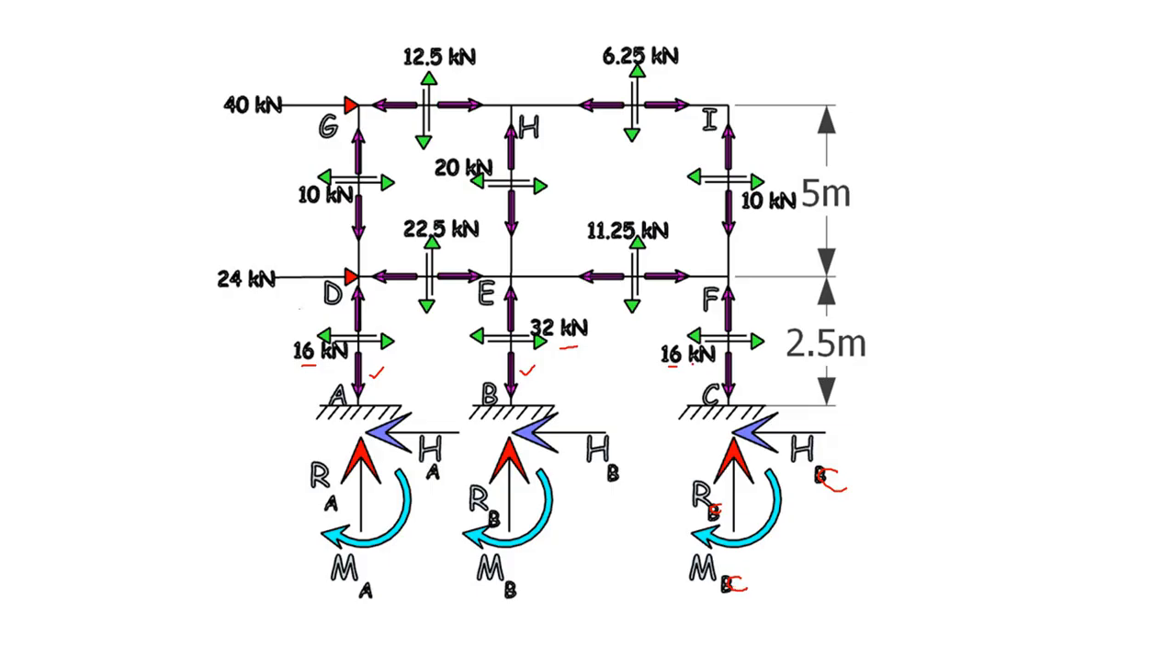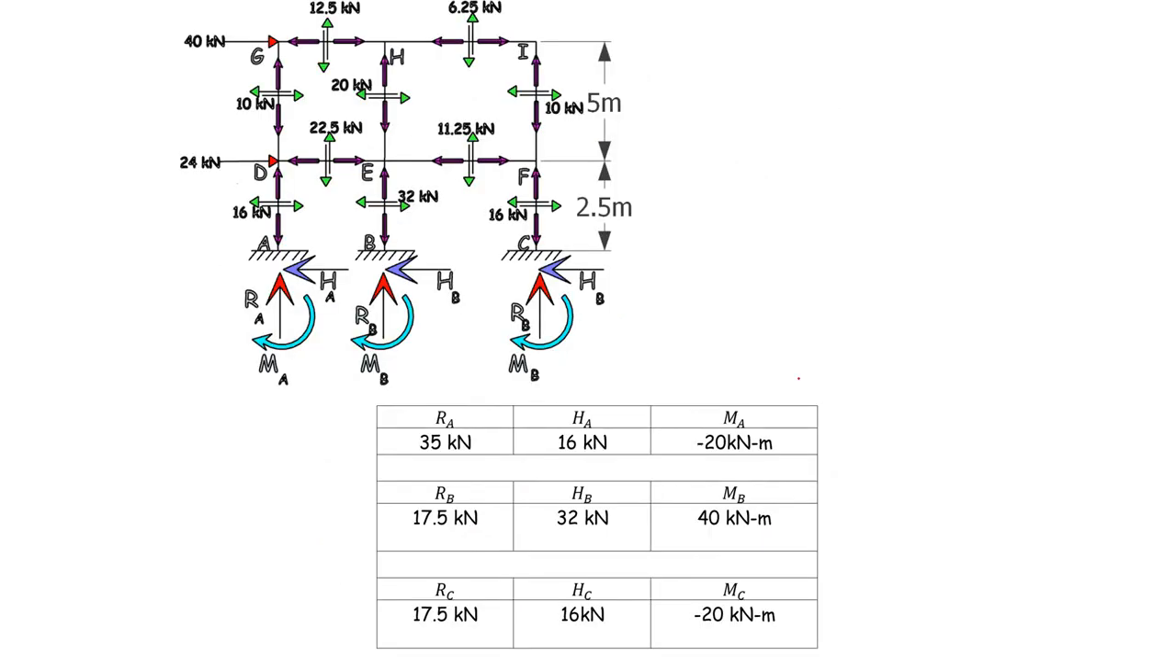So this RC is equal to this 16, and MC will be equal to the moment at the joint D. There is an anti-clockwise moment for the column MDA that was found. Similarly, here you found anti-clockwise moments for MEB and for MC. So finally, we end up with RA, HA and MA, RB, HB, MB, RC, HC and MC. You have these values for RA, HA, MA, RB, HB, MB, RC, HC, MC.